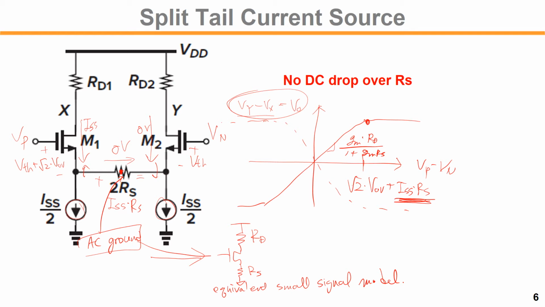Now, what about the input? Do you want to find out the input signal range here? It is the same as just a differential pair, right? So I'm going to skip that. We can leave that as an exercise.